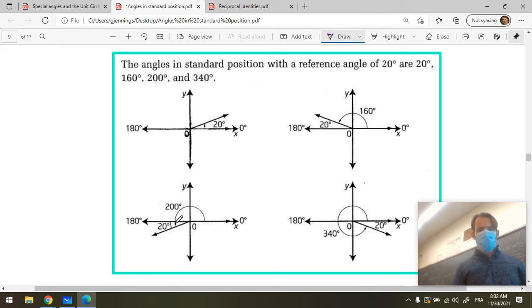Here, 200 degrees would have a negative sine and a negative cosine of 20 degrees, but the same value tangent. And then 340 degrees, or 360 less 20, would also have a reference angle of 20 degrees. It would have a positive cosine, but a negative tangent, negative sine.